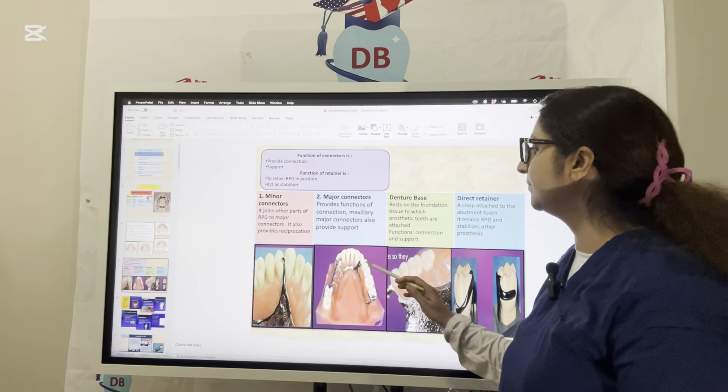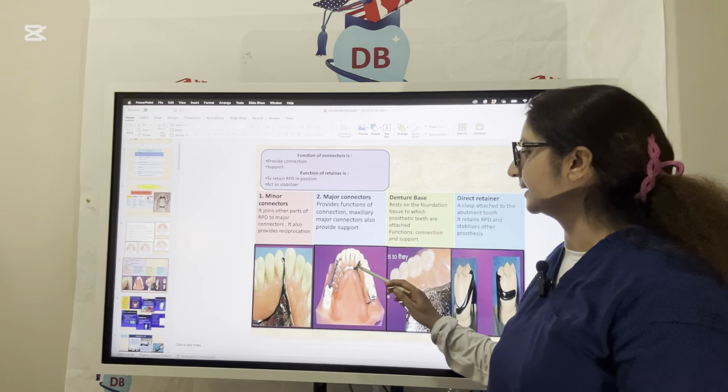The second component will be the minor connector. If you can see here, this vertical component is a minor connector, which is connecting the major connector to the other components of the RPD. For example, in this picture, the minor connector is connecting the lingual bar to the rest here, or the cingulum rest seat here.